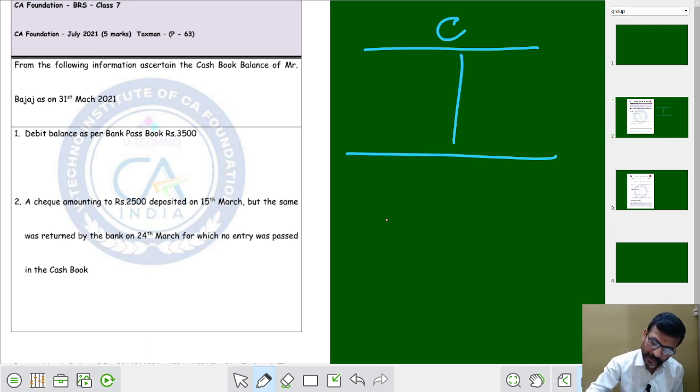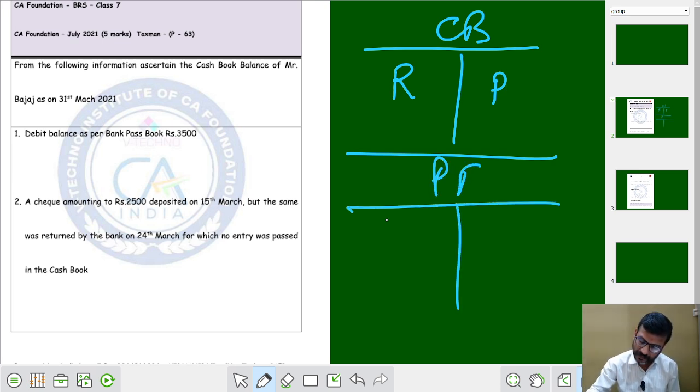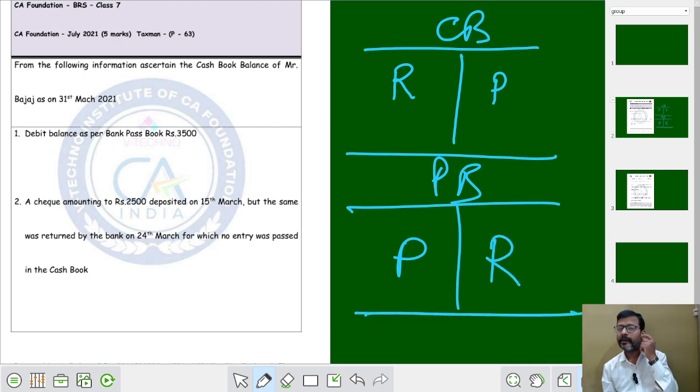any problem in BRS, in the cash book, on the debit side we have a receipt. On the credit side, there is a payment. In the passbook, there is a payment on the debit side and a receipt on the credit side. Before solving any problem in BRS, every student should mention these two things somewhere in the question paper or in a working note for reference. That's all. Do not spend much time writing this.